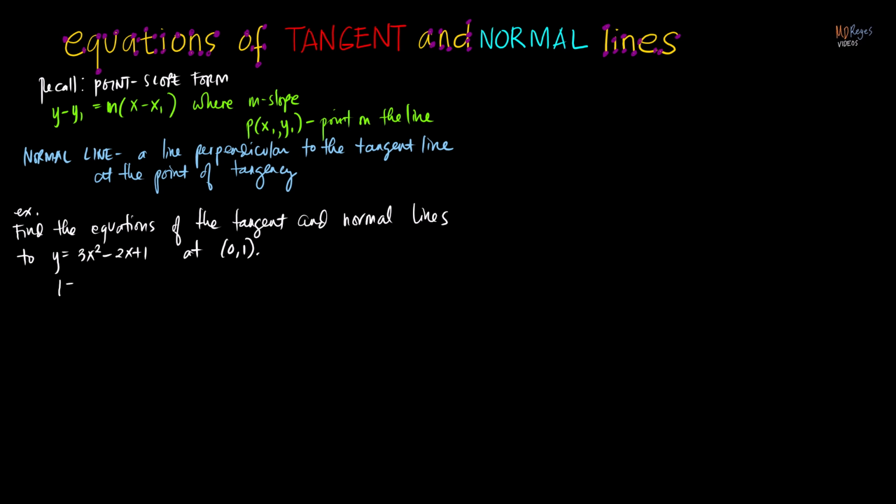So y is 1, and 3 times 0 squared minus 2 times 0 plus 1 gives 1. So 1 is equal to 1. We have satisfied the equation. Therefore, the point (0, 1) is on the given curve.